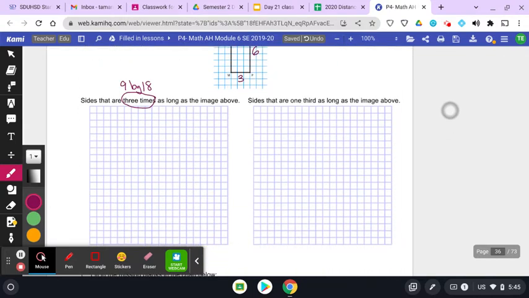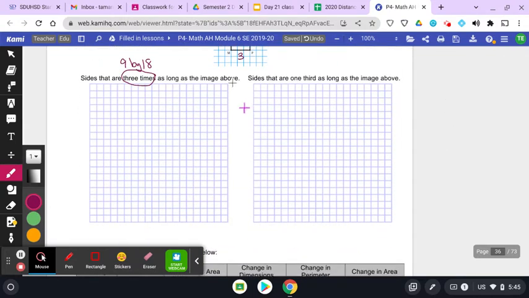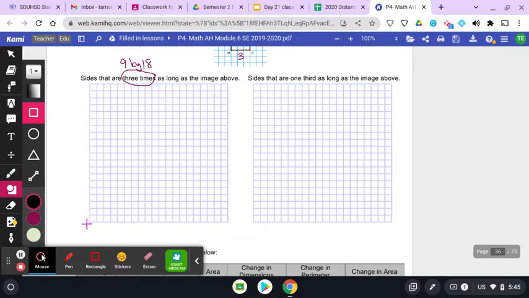So I'm going to start in that bottom corner and build it up. I'm going to go ahead and use my line tool. All right, so starting in this bottom corner, I need to go over 9. 1, 2, 3, 4, 5, 6, 7, 8, 9. Good. And then I need to draw a line going up 18.